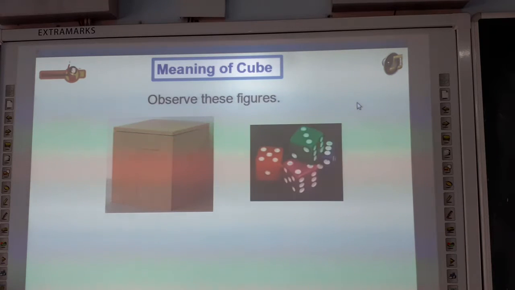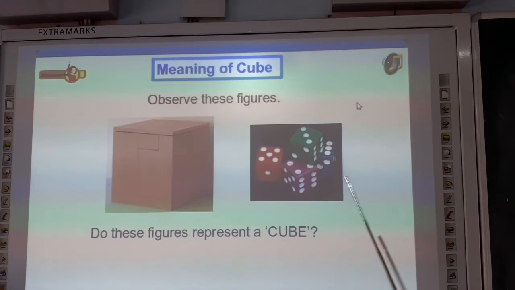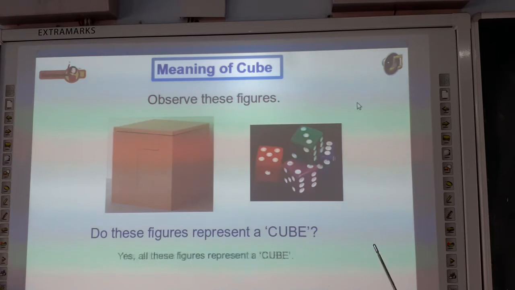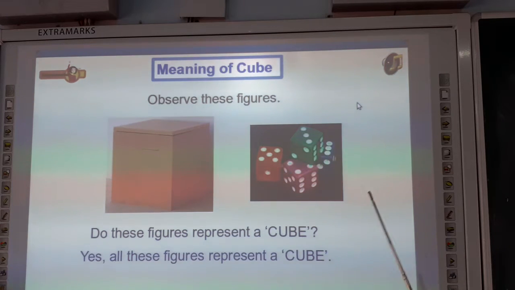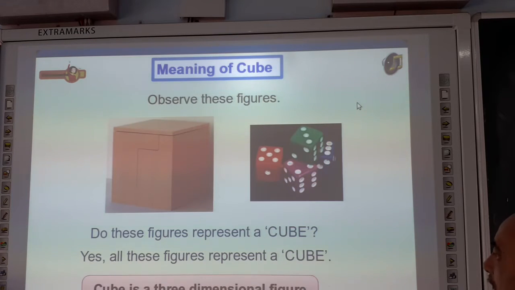First we go to the meaning of the cube. First we observe some figures which are cubical in shape, just like the dice, just like this box. These three-dimensional figures are cubical in shape, and the one side of this cube is equal to the cube root of the whole volume of that solid shape.